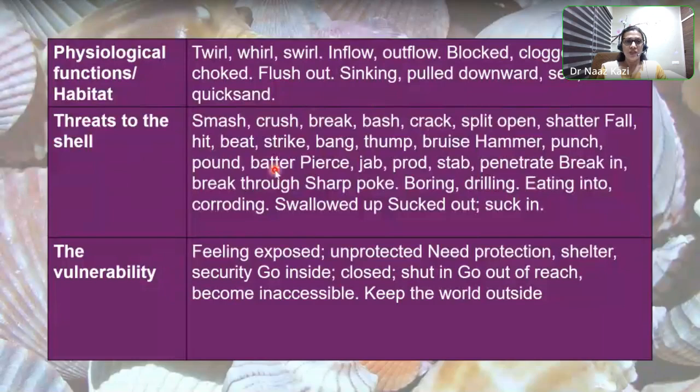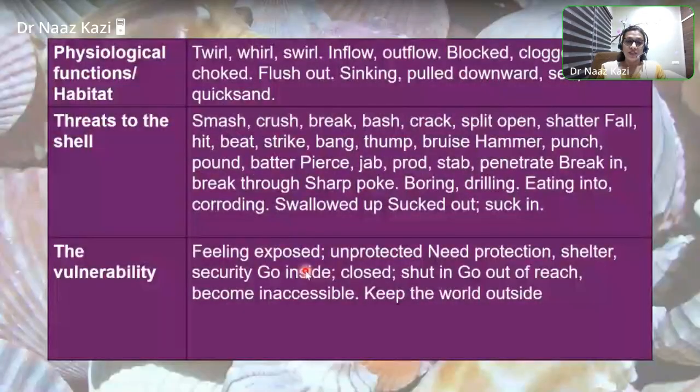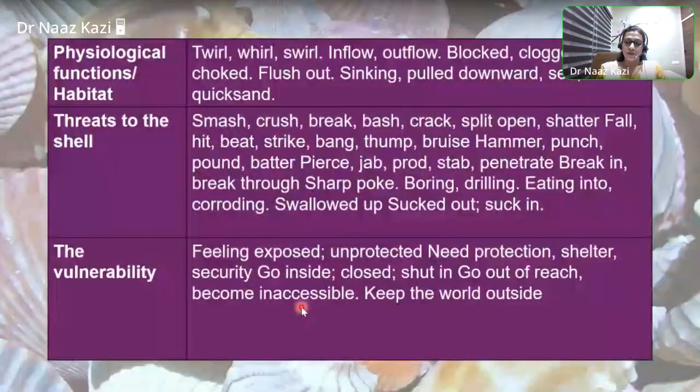Then the threats to the shell, we've already seen that: smash, crush, break. All this can be expressed by these patients: hammer, punch, break in, penetrate, stab, shatter, fall, right? The vulnerability, they would say they feel exposed, unprotected, they need protection, they need shelter, security, they want to go inside, close in, shut in, go out of reach, become inaccessible, keep the world out, right?